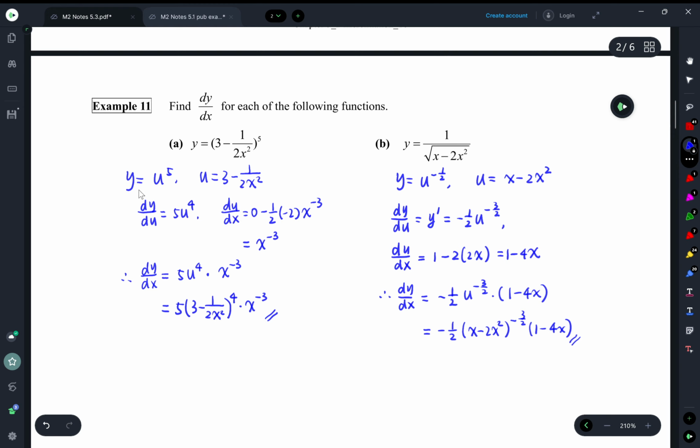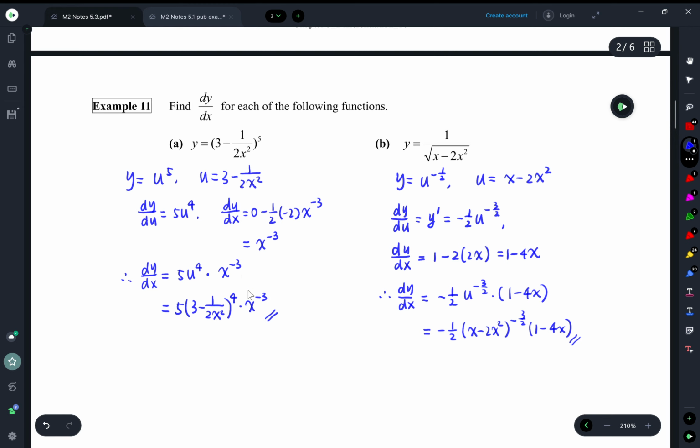So I need to find the first derivative, dy du. This is y prime with respect to u. So dy du is 5u^4. Second derivative, this one, du dx. And then I find out du dx. And du dx equals x to the power negative 3. Now the final answer, dy dx, is to use this result multiplied by the second result. That's 5u^4 multiplied by x^-3.